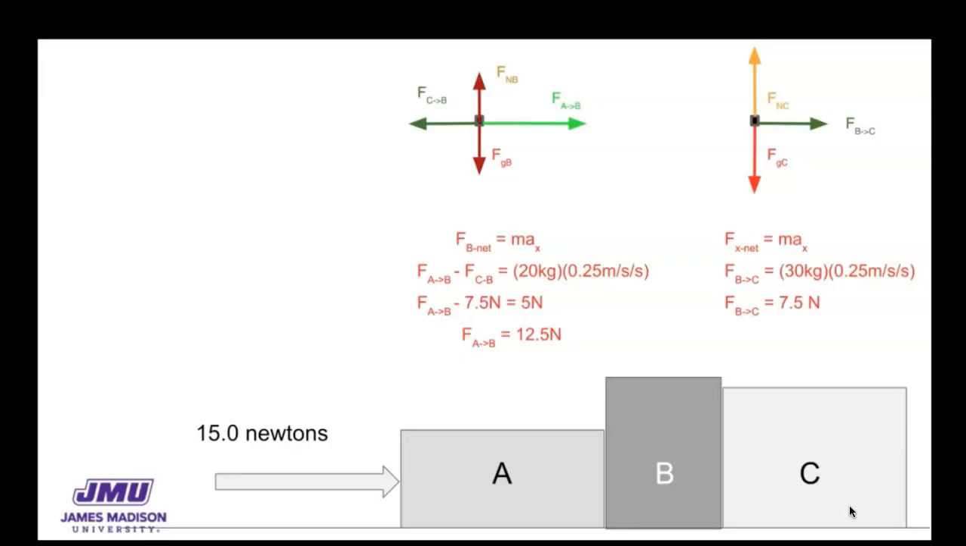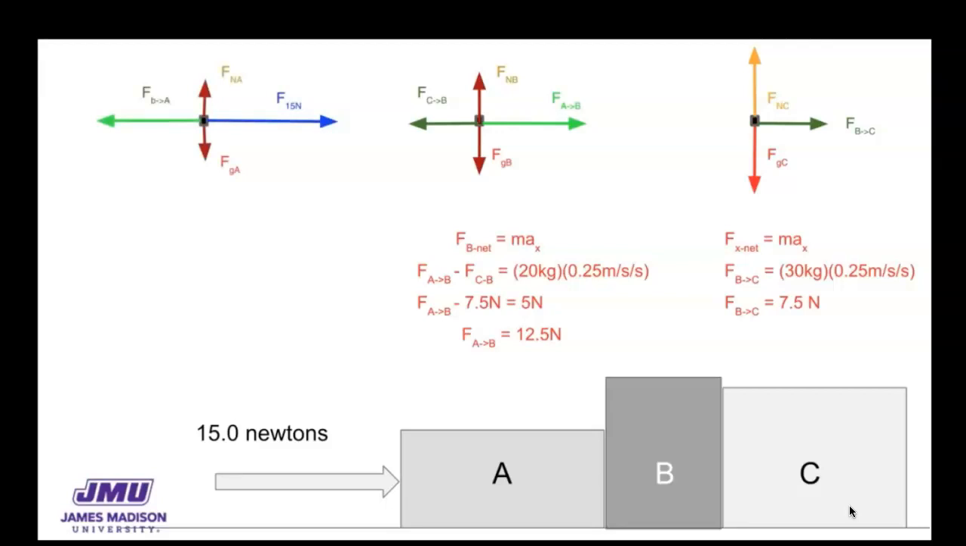Notice that's more than the 7.5 newtons that was pushing on box C, so that's a nice little check on my math. If I calculated something smaller than 7.5 newtons here, after my free body diagram said that the force to the right should be bigger, then that would be a good sign that I did something wrong. Let's take a look at box A here.